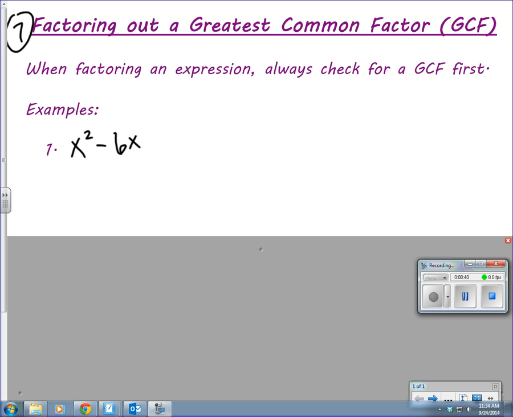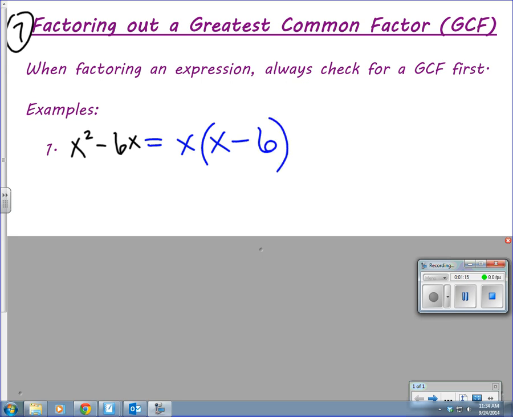Okay, so out of these two terms here, x squared and 6x, what do they have in common? An x. So we are going to factor out an x out of both of the terms, and when you factor something out, you're dividing that to that term. So what is x squared divided by x? X, right? We have one x left. And then what's 6x divided by x? Just a 6, because we factor that x out. So then we'll just have minus 6.